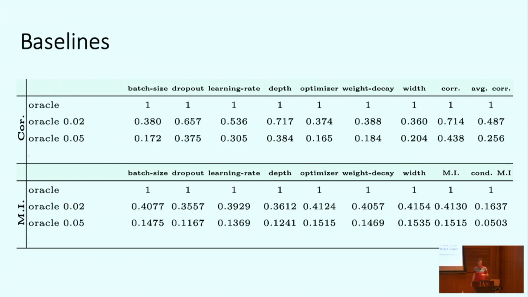So let me just start by showing you some results. This is just some baselines. I'm going to first explain what this table means. The table above is looking at different correlation measures, and the one below is mutual information. Each column here is, for example, when I fix all hyperparameters except batch size, and I change batch size, and then I measure how correlated this measure is to generalization. So here, I only change batch size, everything else is fixed.